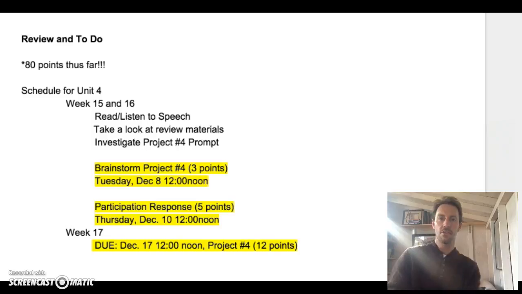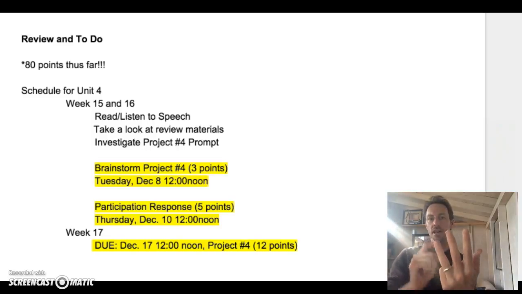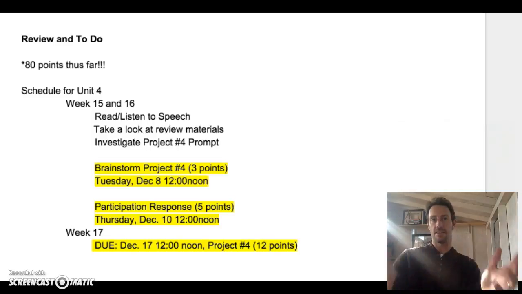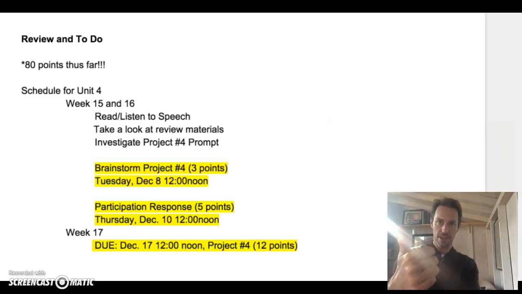In other words, everyone has done assignment number 1 worth 20 points, assignment number 2 worth 20 points, assignment number 3 worth 25 points, and then 15 points for all of the blog entries. So you add those up and that's 80 points. And we have 20 points remaining for the rest of the semester. Those 20 points are the 15 points for the final assignment and then 5 points for participation.